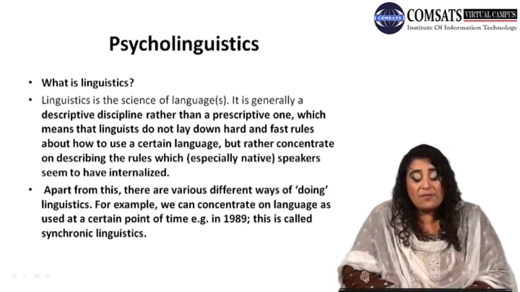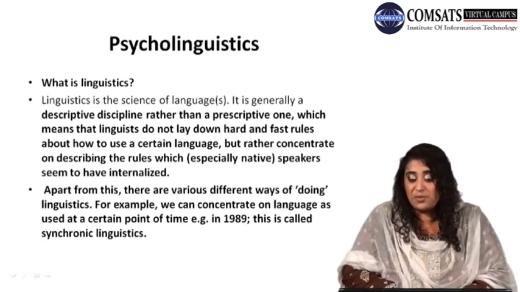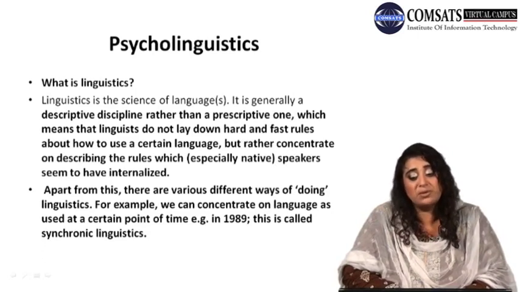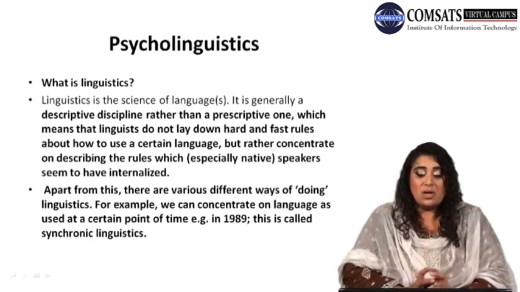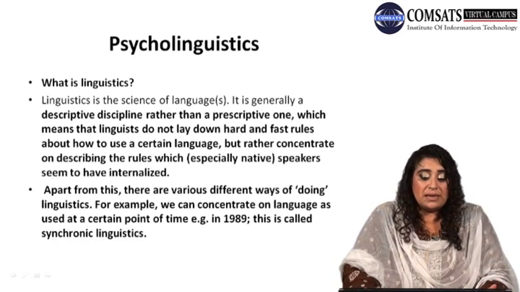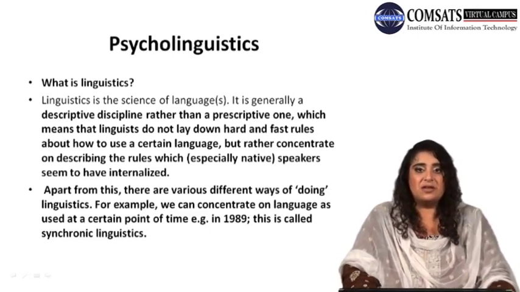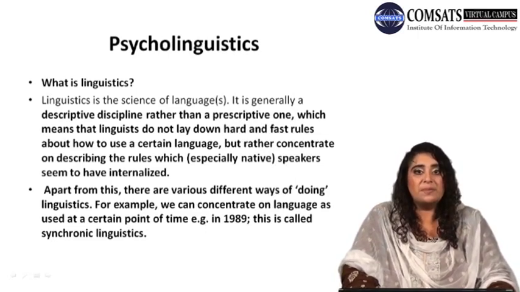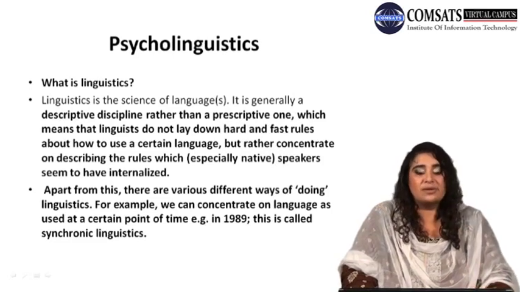Apart from this, there are various different ways of doing linguistics. So there are many different ways of learning linguistics also. For example, we can concentrate on language as used at a certain point of time, for example, in 1989. This is called synchronic linguistics. So when we concentrate on language at a particular point of time, let's say that we've chosen 1989 as the year that we want to see how much a language had developed by that year or in that year. That would be called synchronic linguistics.